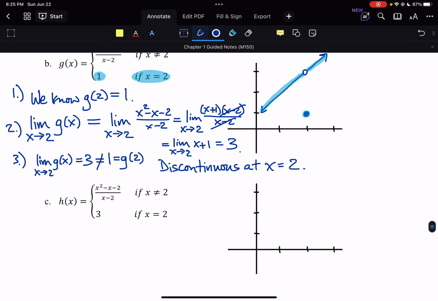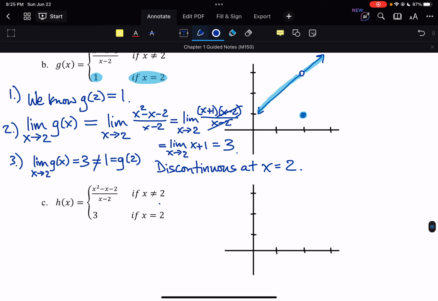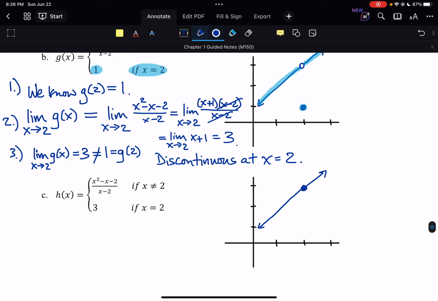Now that we've seen all of these pieces together, we can look at part C, so h of x, which is, again, a piecewise function with the same formula when x is not 2, but this time when x is 2, we let the output be 3, because that's the value that we got for the limit back here. So for this one, if I graph it, gap right there, but the point is on the graph. So this time it plugs the hole, and we can just go straight across, and we have continuity.